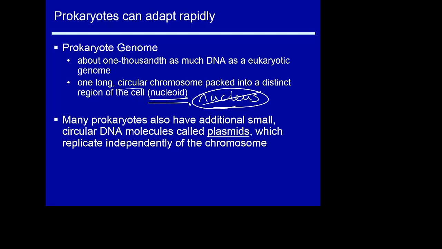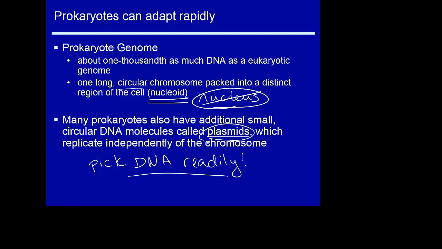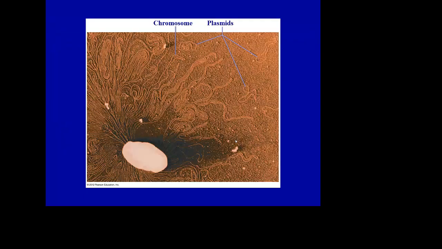We can also look later on at a number of modifications to prokaryotes. They tend to be kind of greedy about their environment, and they pick up DNA readily from their environment. And when they do that, they can incorporate something known as a plasmid into their chromosome. This will become very important when we talk about genetic engineering.